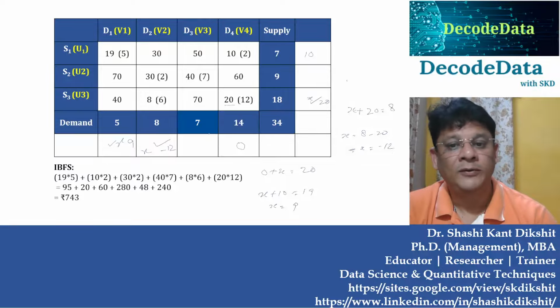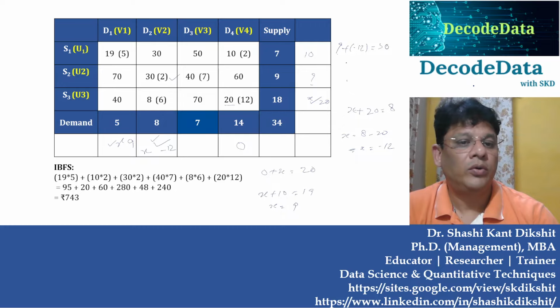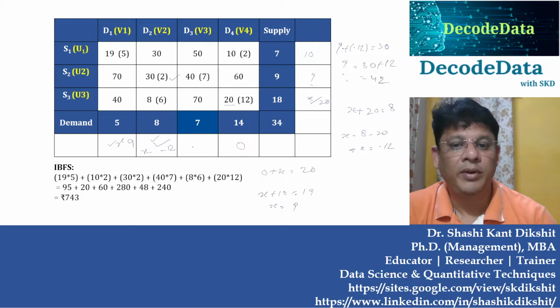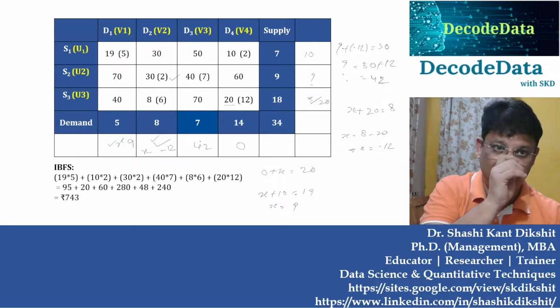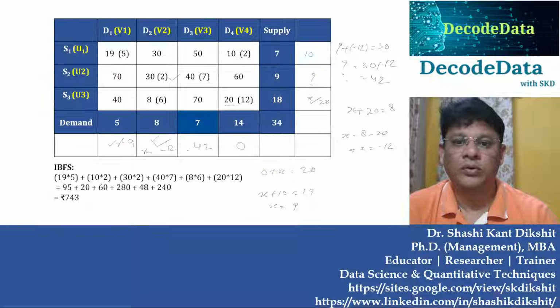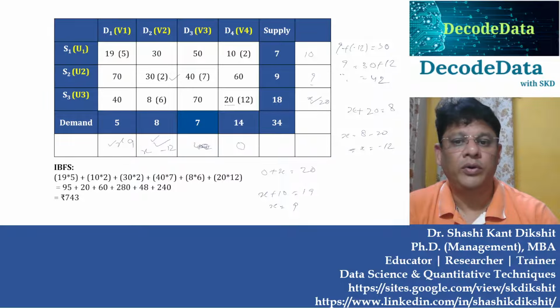Clear? Now, because I know this and this, so I can calculate this, right? So this question mark plus minus 12 is equal to 30. So question mark is equal to 30 plus 12, that is 42. So make it 42, right? No, sorry, not this one. This one, 42. This is 42, right? And then when you know this, so you can calculate this.